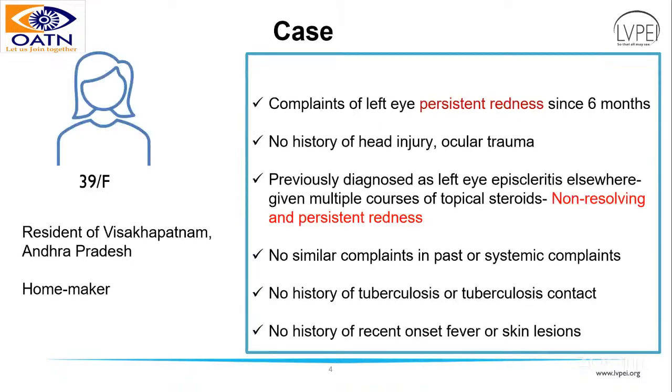Coming to the case, a 39-year-old female presenting with a complaint of persistent redness for 6 months. There is no history of head or ocular injury. Previously, elsewhere, it was diagnosed as left eye episcleritis. They gave some topical steroids, but it did not resolve. There is no same complaint in the past and no systemic complaints. There is no history of TB, and no history of recent-onset fever or skin lesions.